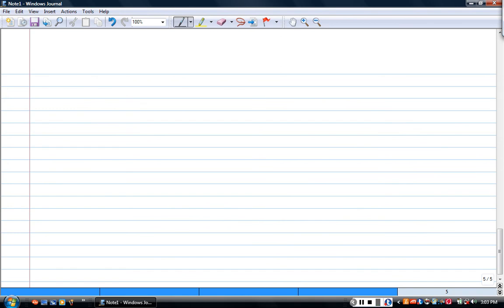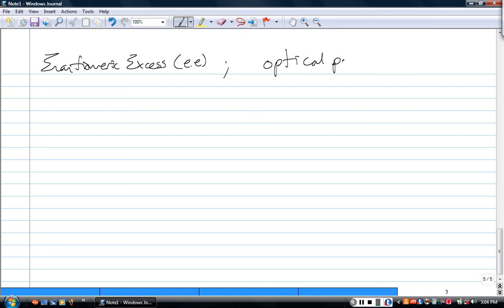So what we want to do then is switch focus a little bit and look at two terms that we will need to define and utilize. And those terms are enantiomeric excess, which is abbreviated EE, and something called optical purity, which is given the abbreviation OP. So let's see exactly how this comes into play.